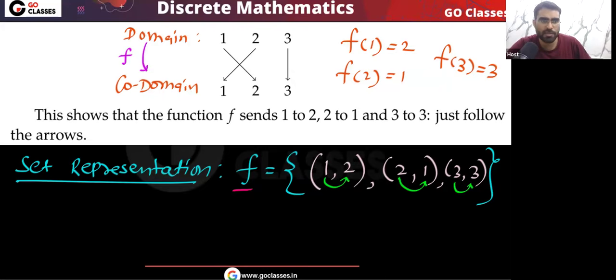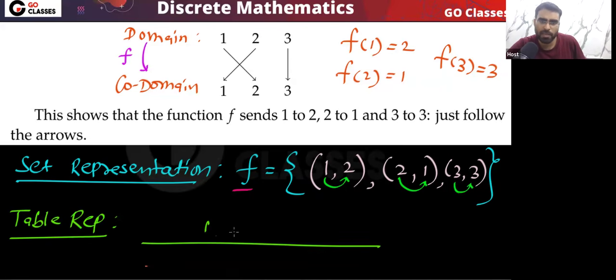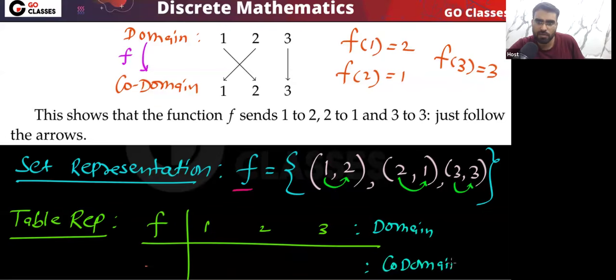I hope you understood. Let me tell you, there is another representation you can create. For example, table representation also you can create. What is that? It is like this. You can put domain here, and you can put codomain below. So this is your domain, remember, and you can put codomain here. For example, 1 is mapping to 2, 2 is mapping to 1, 3 is mapping to 3. So this is another representation. It means 1 is mapping to 2, and it means 2 is mapping to 1. Okay, very simple. So these are some different representations.